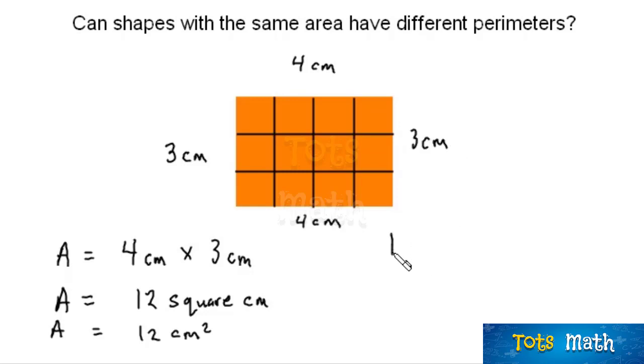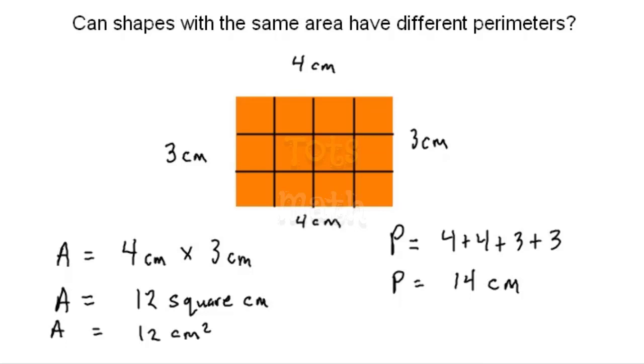Now all we have to do is add up those measurements. So the perimeter equals 4 plus 4 plus 3 plus 3. And that equals 14 centimeters. Well, now that we know something about area and perimeter, let's see if we can answer the original question. Can shapes with the same area have different perimeters?